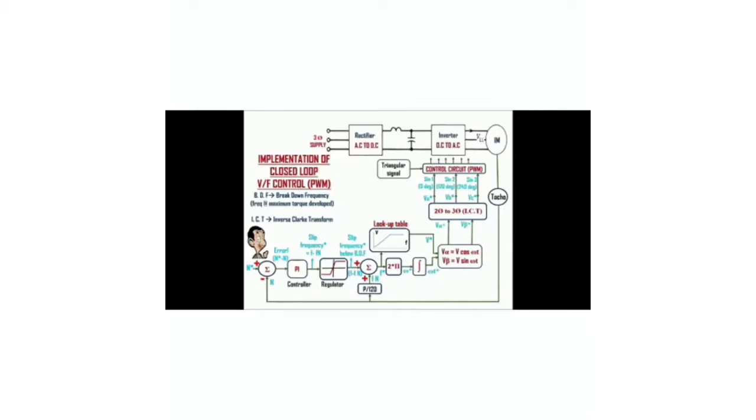The first step is to sense the actual rotor speed N using the speed sensor. The desired rotor speed is N star. Both N star and N are compared in the error generator, which generates the error equal to N star minus N. Next, the error is given to the PI controller. The job of the PI controller is to change its output until the input error is 0. The output of the PI controller is the desired slip frequency. The slip frequency is equal to the synchronous frequency minus the rotor frequency.